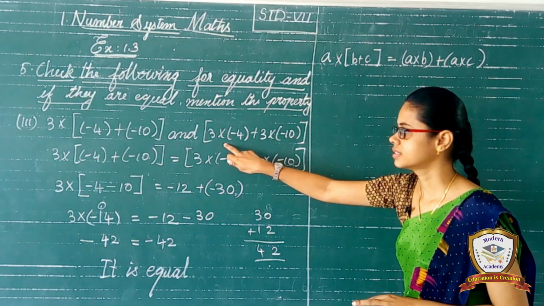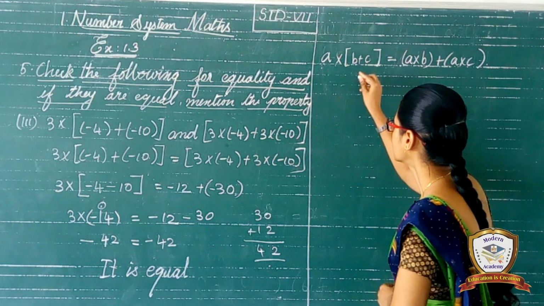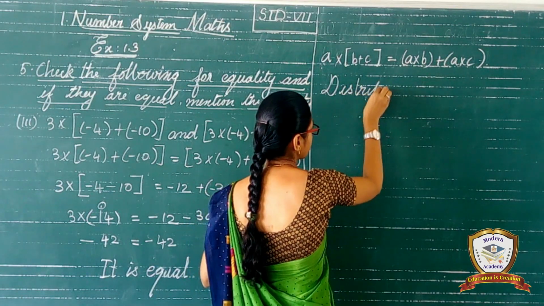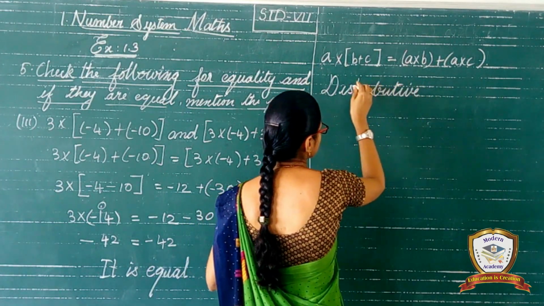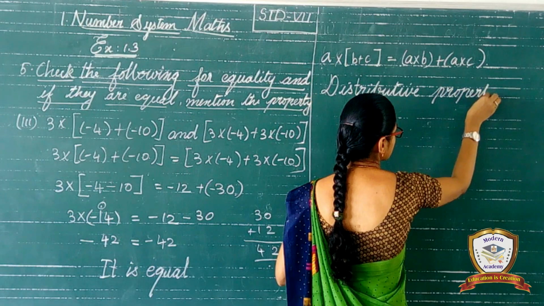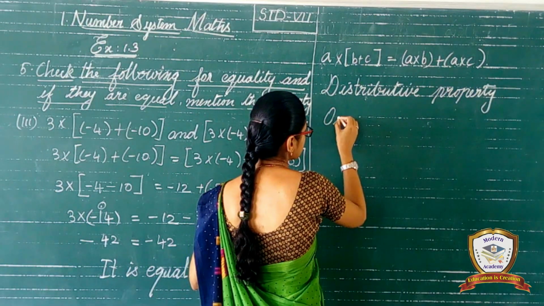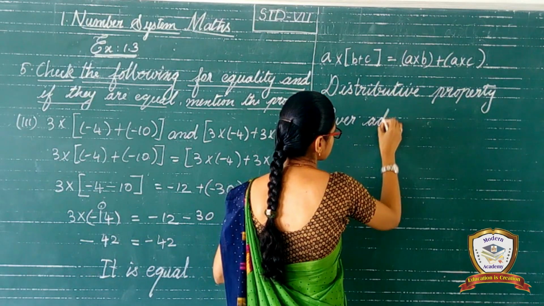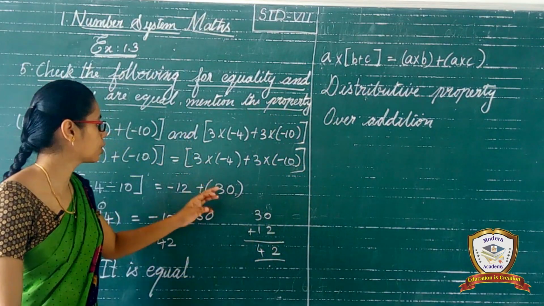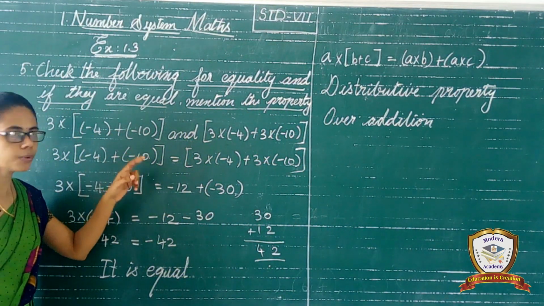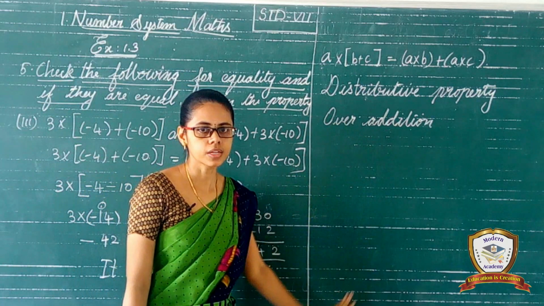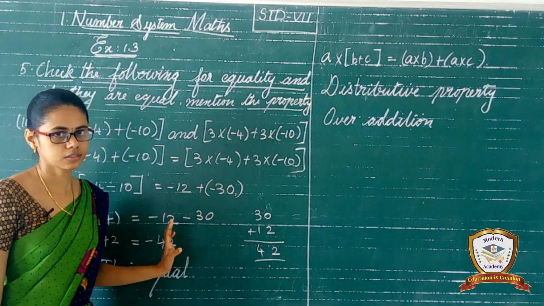So same like that here also, isn't it? So the property name we have to write is distributive property over addition. Can you understand this? So distributive property over addition because see here in the center plus is there. Suppose in our questions the center will be minus, then we have to write distributive property over subtraction. Have you cleared that?